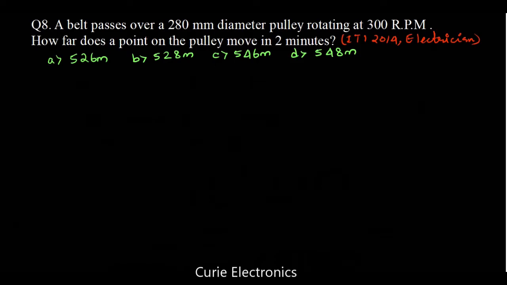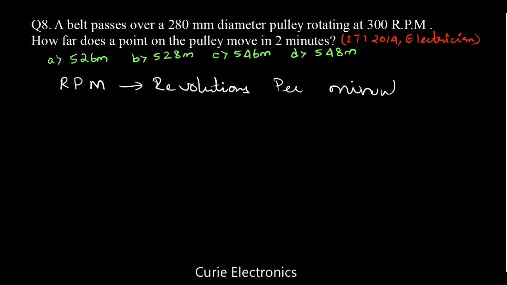Next question. You have to understand how to do it. A belt passes over a 280 mm diameter pulley rotating at 300 RPM. What do you mean by RPM? Revolutions per minute. In 1 minute, how many times does one motor shaft rotate? So in this case it is 300 per minute. How far does a point on the pulley move in 2 minutes? So we are going to have a total of 600 revolutions.